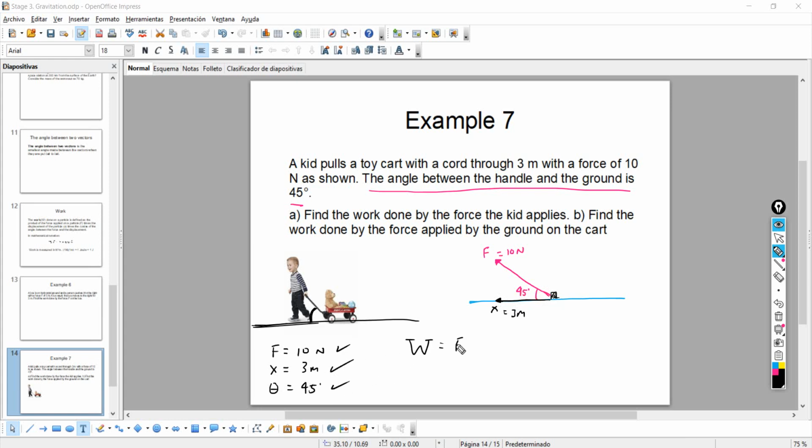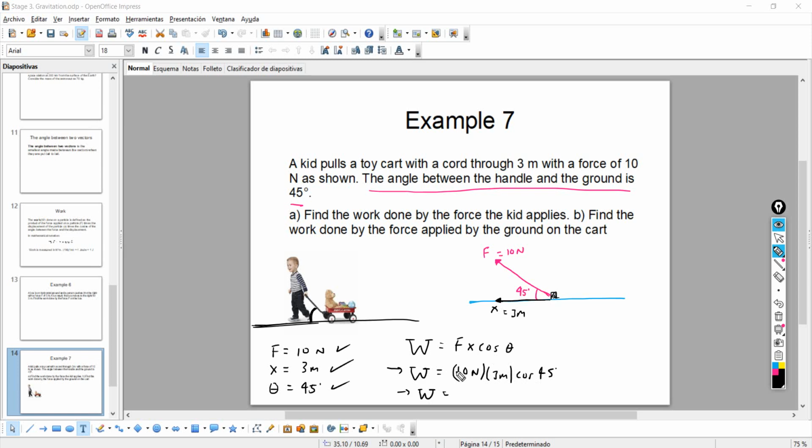The work is going to be force times displacement times the cosine of the angle between force and displacement. And that's it, right? I just put those things in here. 10 newtons times 3 meters times the cosine of 45 degrees. And I just calculate all of this in the calculator. So grab your calculator.